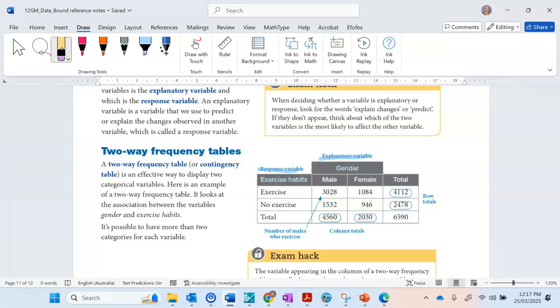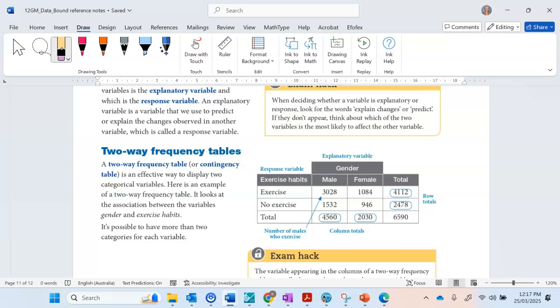So I don't really want to go into the politics of who exercises more or whatever like that, but just think about, well, I can't really change the gender if I exercise more or do no exercise. So that can help you think about, well, which one is responding to the other. All right, so explanatory is your independent, it is changing your response variable.